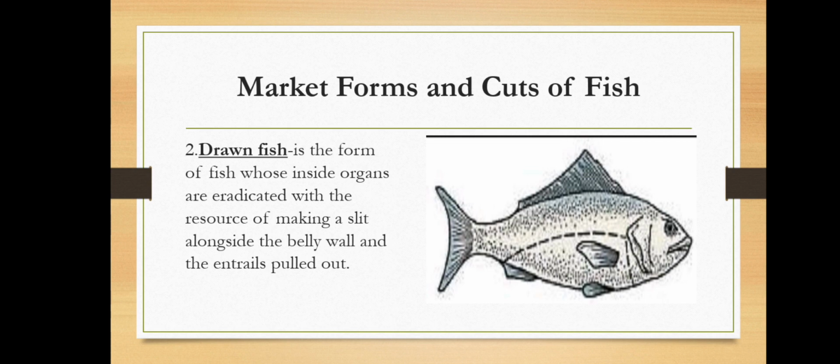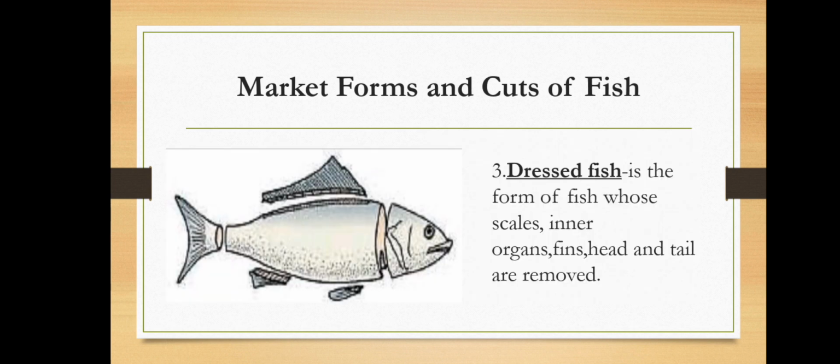Next is drawn fish. Drawn fish involves the removal of internal organs by creating a slit along the belly wall and pulling out the entrails. This process is performed to clean and prepare the fish for consumption, making it ready for cooking by eliminating non-edible parts.